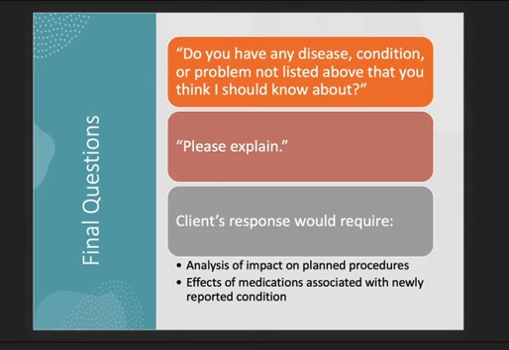So we also want to ask our patients if they have any disease, condition, or problem that's not listed above, right? And if a patient says yes, typically they will tell you what that is. If they don't, again, we're going to ask them to tell us more, to please explain, right? And the reasoning for this is that there can be diseases and conditions or problems that may be newer, that may be less common, right? That our questionnaire just cannot contain every possibility that can be out there whenever it comes to health.